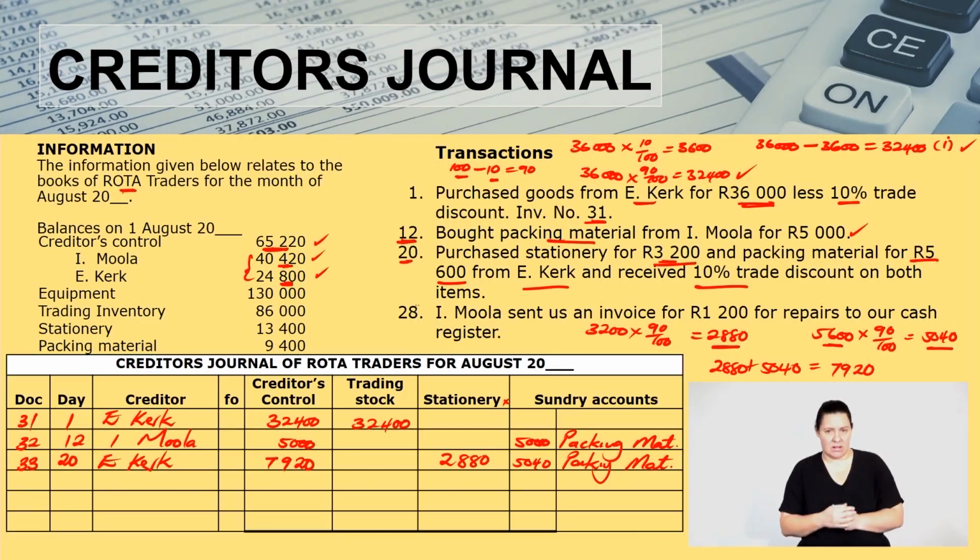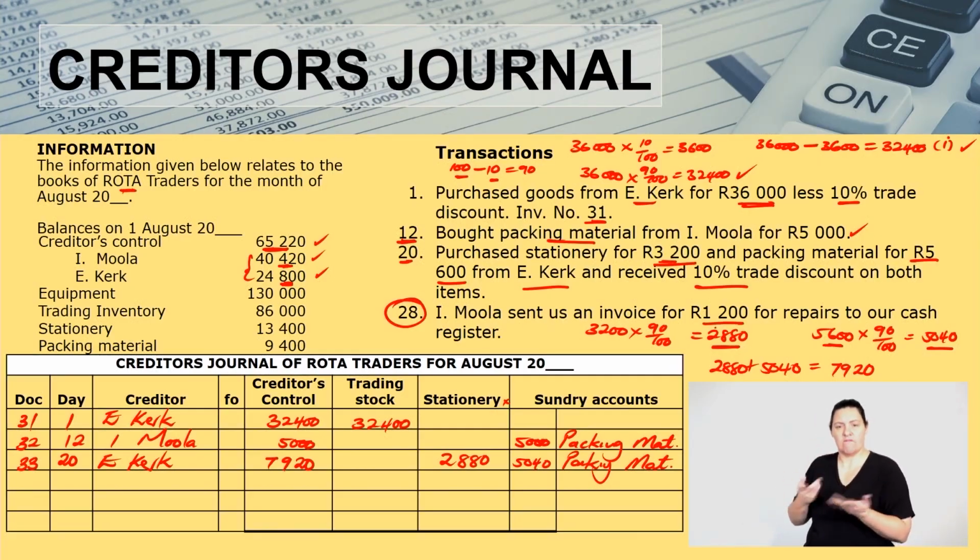Now let's quickly go now to the 28th. It says, Muller sent us an invoice for 1,200 for repairs to our cash register. So the document is going to be 34. What is the day? 28. Who is our creditor? Muller. And then how much is it?